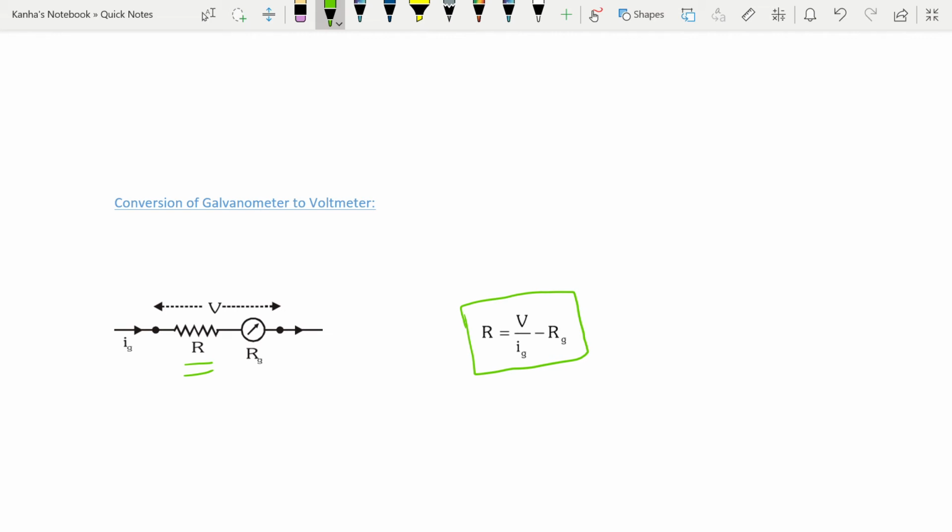Okay, so in order to find R, you will simply have the equations Ig into R is equal to V minus Rg into Ig, as the potential drop between the ends of the voltmeter. These are just basic equations, but you should remember that in the voltmeter case, a very high resistance R is added in series, and in the ammeter case it is added in parallel.